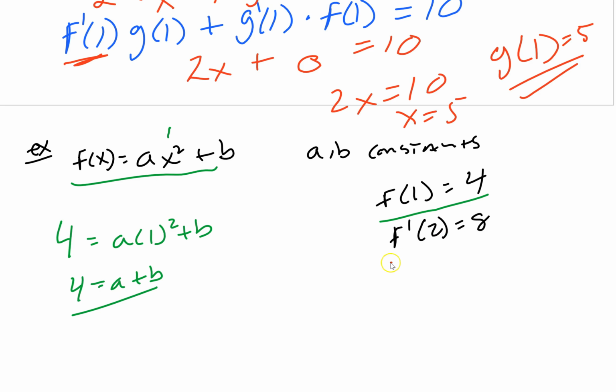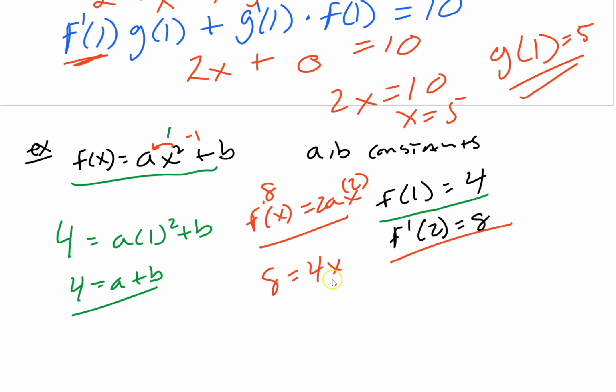f prime of 2 equals 8. So I have to take a derivative of this. Remember, when these are constants, you treat it like normal. So derivative of this is going to be, bring the 2 down, subtract 1 off, so 2ax. Over here, b goes away. It's a constant. So my derivative is that. Now I plug in 2, and it should equal 8. So plug in 2 for x. I'm going to get 8 equals 4a. x is 2, so there's only an a left. So a equals 2.